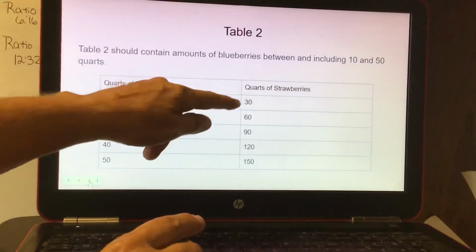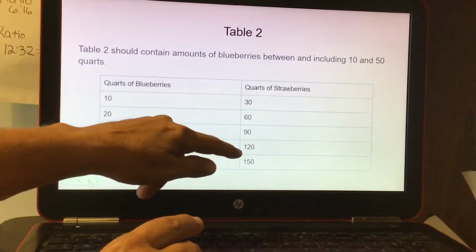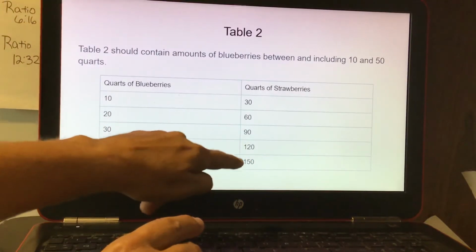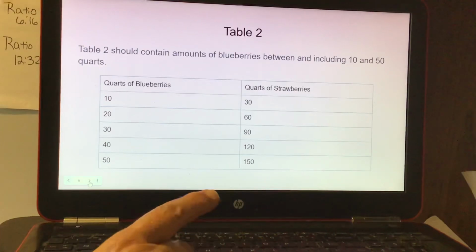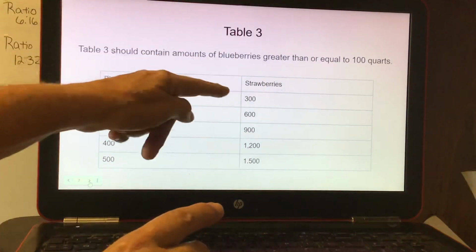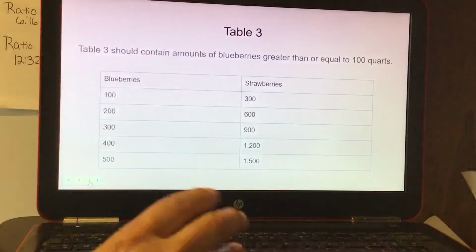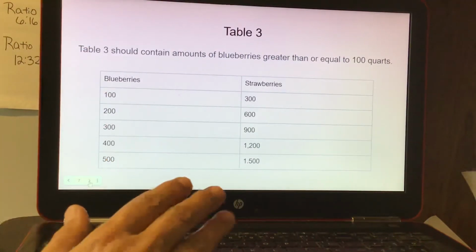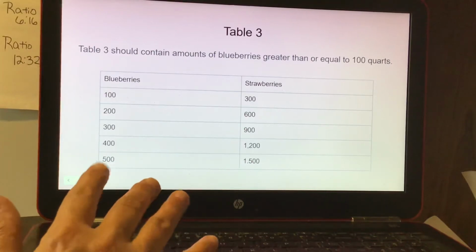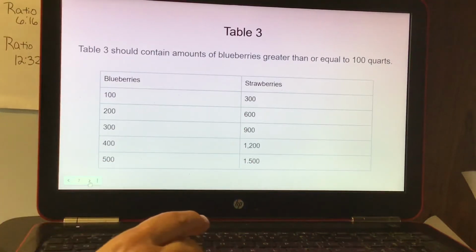Okay, how about this? 30, 60, 90. So this one, it's always going up by 30 instead of just 3. But if you reduced it, it would be 3. And the same here, it's 300, 600, 900, so it's going up by hundreds this time, right? But if you reduced all of them, it's always 1 part blueberry to 3 parts strawberries.